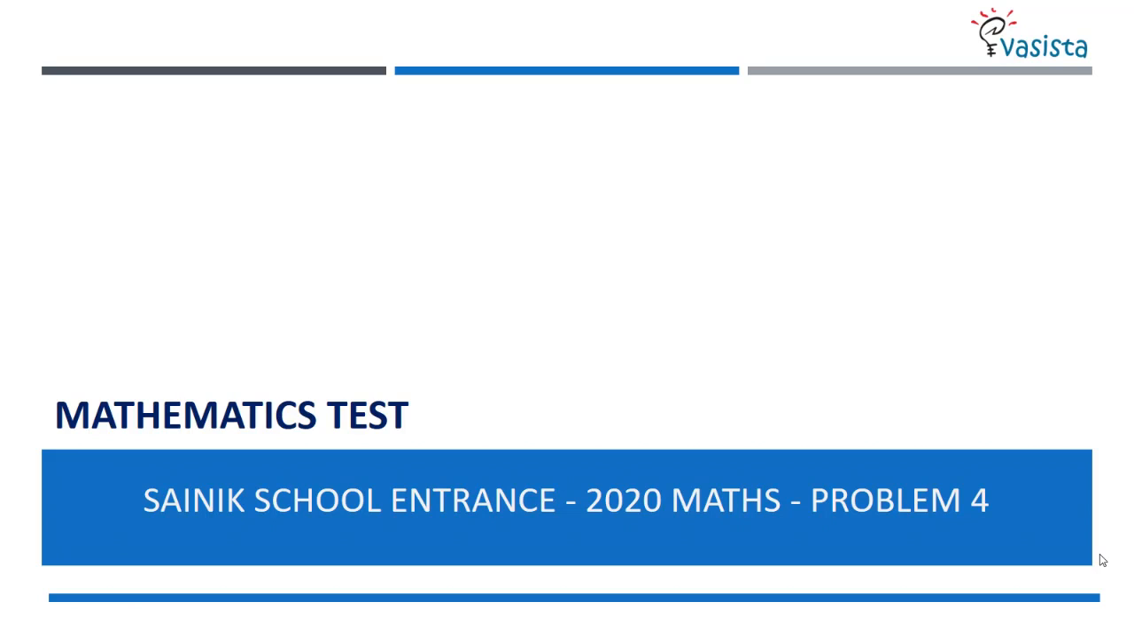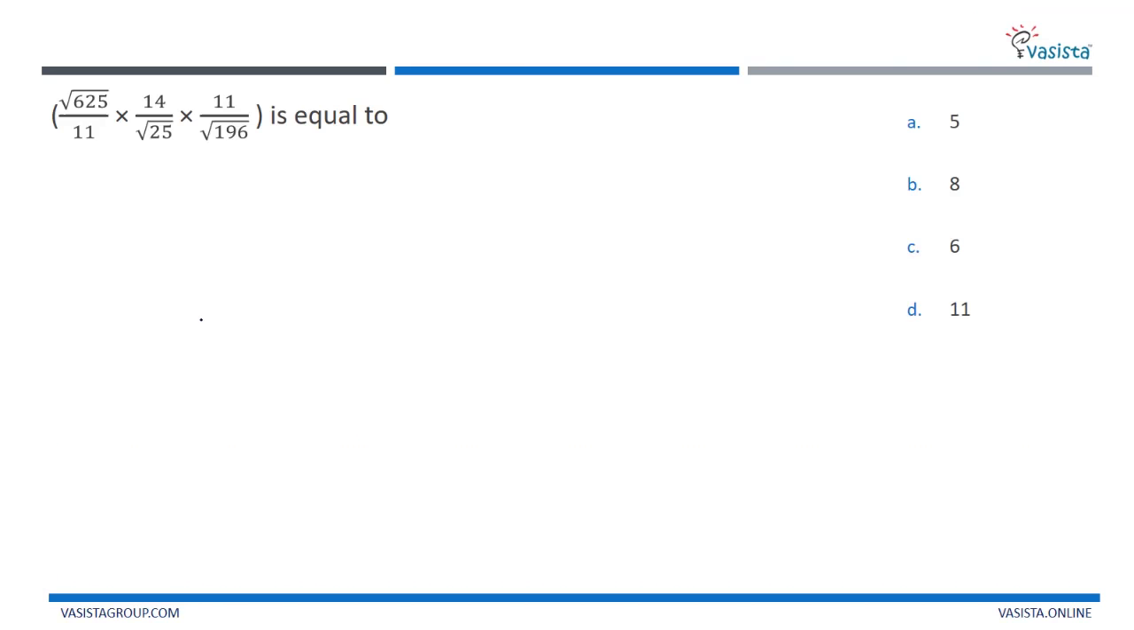This is the fourth problem, which I am going to solve based on the 2020 paper. It's a square and square root problem. They have given this, we have to simplify it. It's very simple one. So square root of 625 into 11, divided by square root of 25 into 11 and square root of 196.